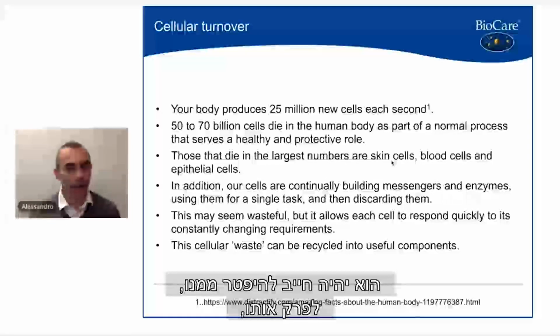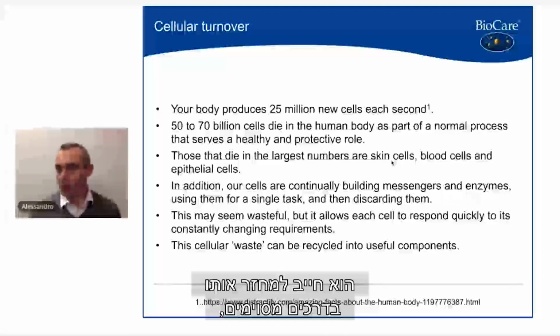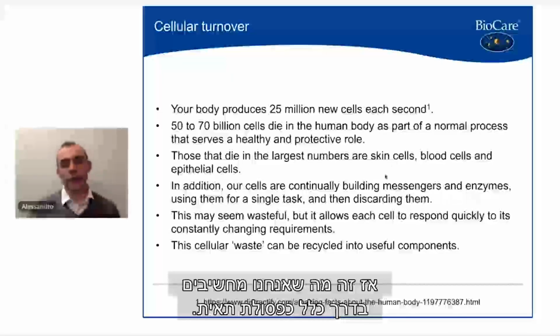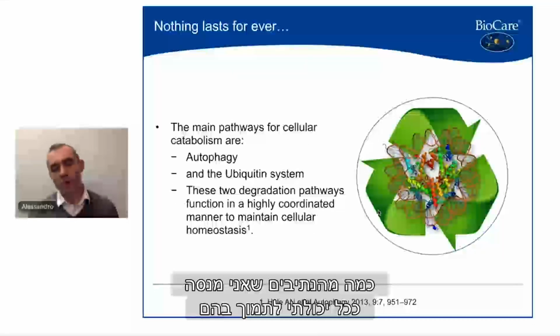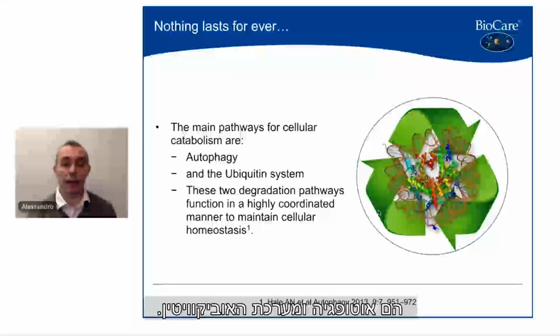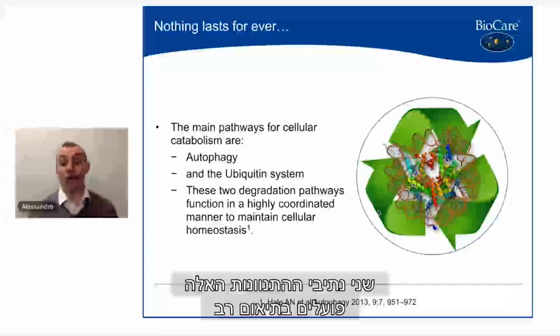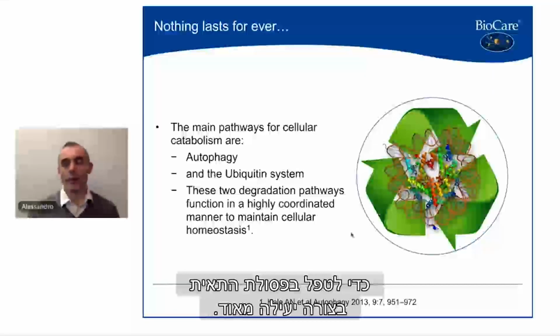It will have to break it down. It has to be recycled in some way. So this is what we tend to look at as cellular waste. Some of the pathways that I try my best to support would be autophagia and the ubiquitin system. These two degradation pathways function in a highly coordinated manner in order to keep cellular waste management very efficient.